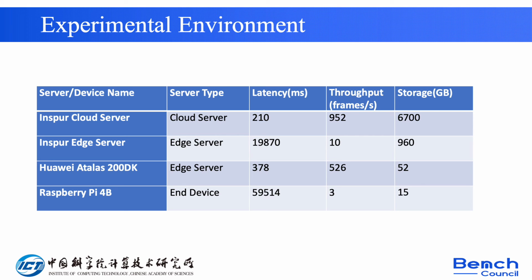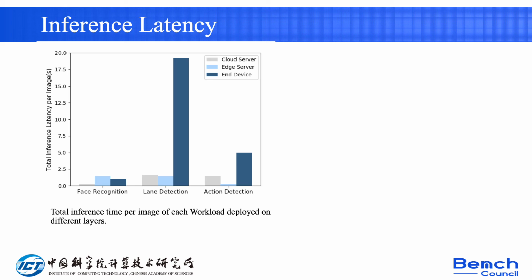We use an AI-oriented Inspire Cloud system as the cloud server, an Inspire Edge server as a non-AI edge server, and a Huawei Atlas 200DK as the edge server with AI chips. For end devices, we choose Raspberry Pi 4B, and this table shows the concrete information. We choose three applications from each scenario and run the inference. This figure shows the end-to-end inference latency of each application deployed on different layers using the Edge AIBench application benchmark.